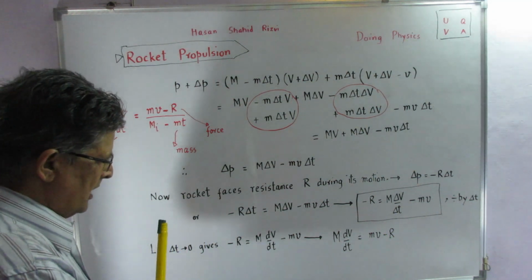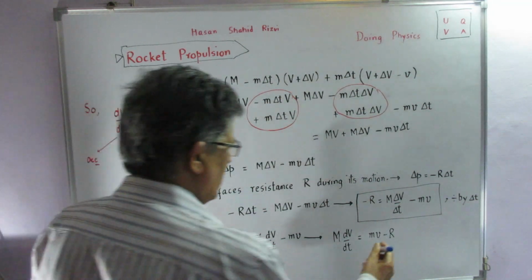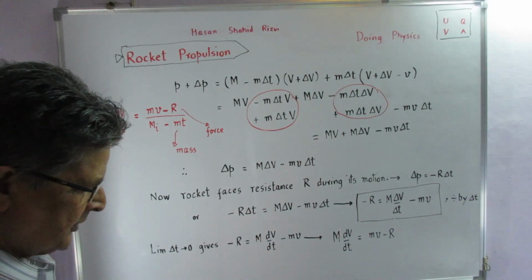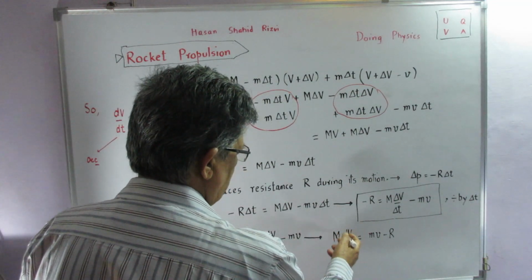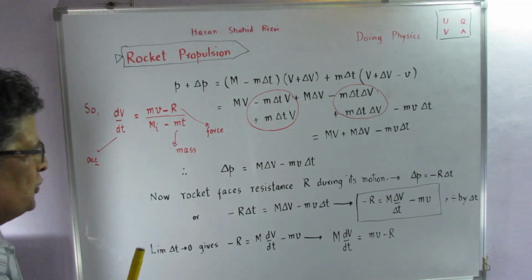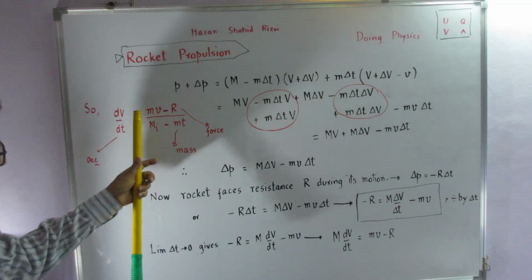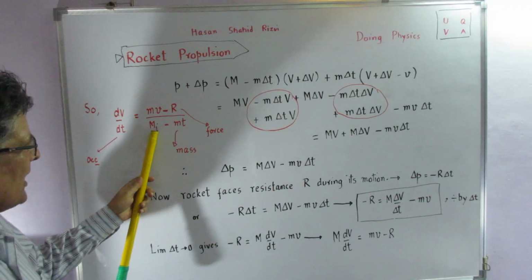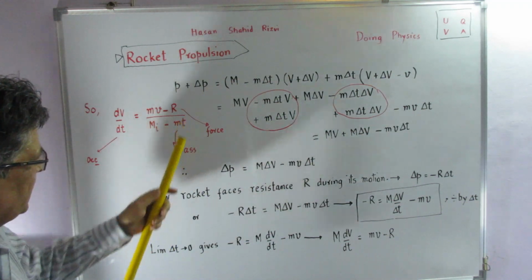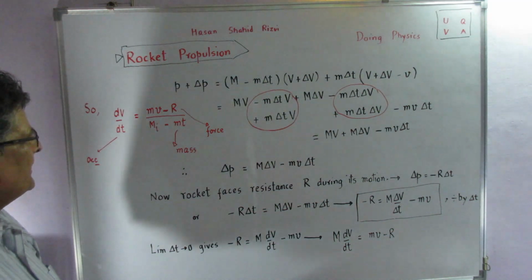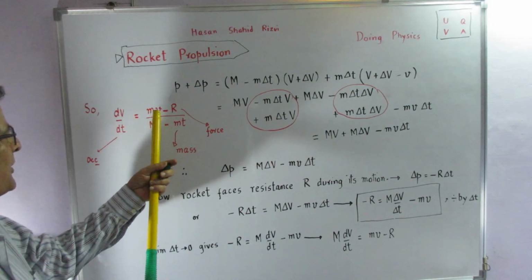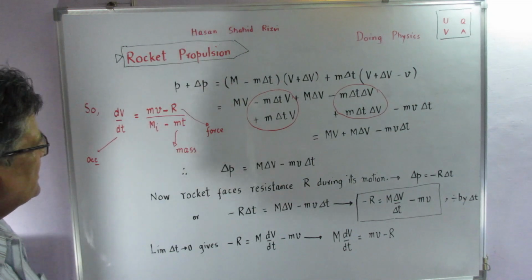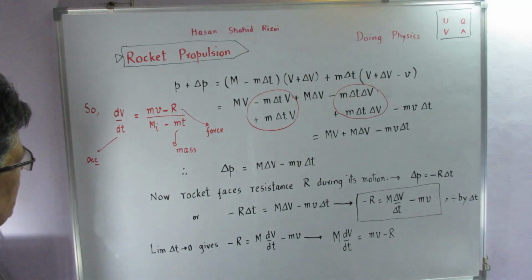Okay, so rearranging terms, I get M dV/dt is equal to mV minus R. So dV/dt I can write here as mV minus R divided by capital M, and capital M now I describe as the initial mass Mi minus mt, where m is the mass rate. Again this mV, because m is the mass per unit time, so this becomes velocity into mass divided by time, it is mass into acceleration, and R is itself a force, the resistive force.